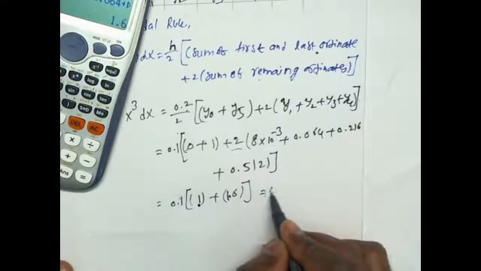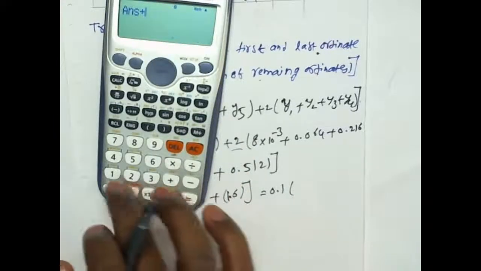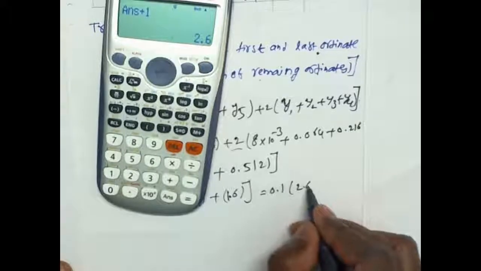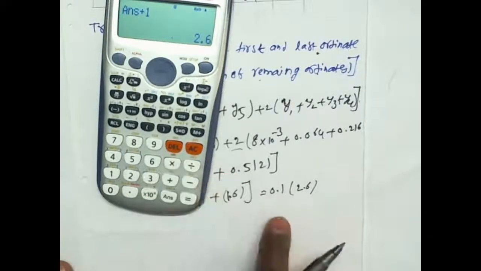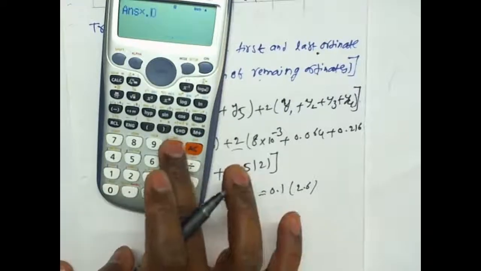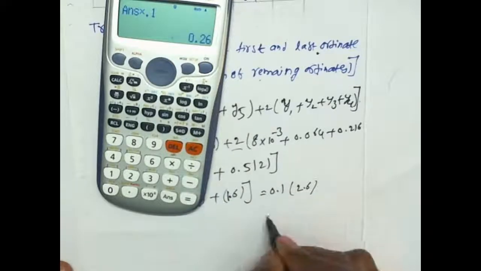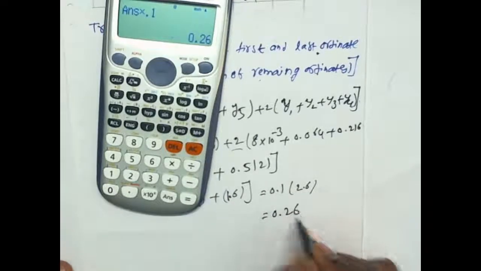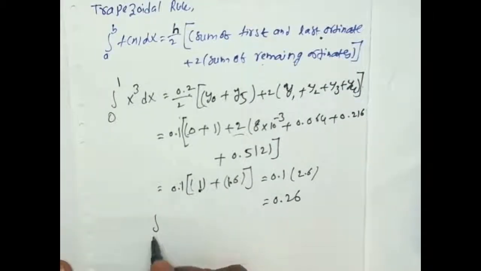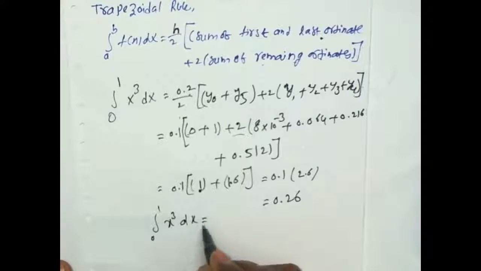Okay, that equal to 0.1 into 1 plus 1.6, plus 1 is equal to 2.6, into 0.1. That is equal to 0.26. This is the value: integral of 0 to 1 x cube dx is equal to 0.26, like this.